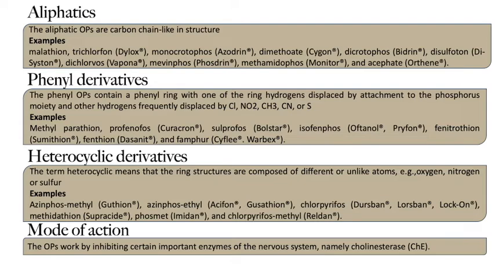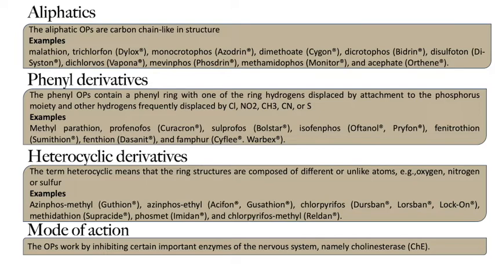The mode of action of OPs: they work by inhibiting certain important enzymes of the nervous system, namely cholinesterase. The enzyme is said to be phosphorylated when it becomes attached to the phosphorus moiety of the insecticides, a binding that is irreversible. This inhibition results in the accumulation of acetylcholine at the neuron junctions or synapses, causing rapid twitching of voluntary muscles and finally paralysis.